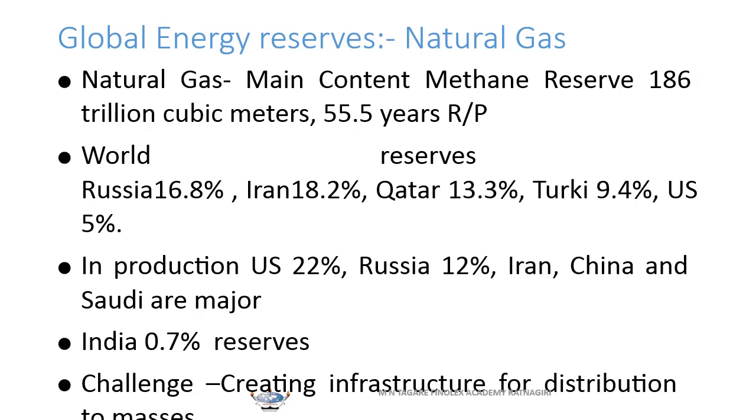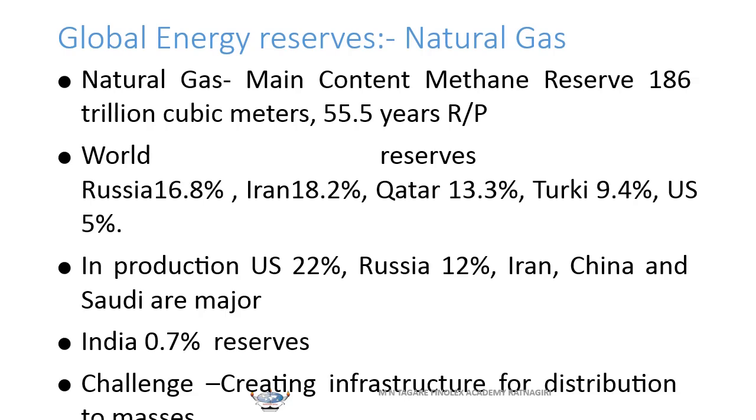Now let us consider the third fuel and its scenario: global energy reserves for natural gas. Natural gas is basically a gaseous fossil fuel. Primarily it consists of methane, and apart from methane it contains some ethane, propane, butane and pentane. But the major constituent of natural gas is methane.